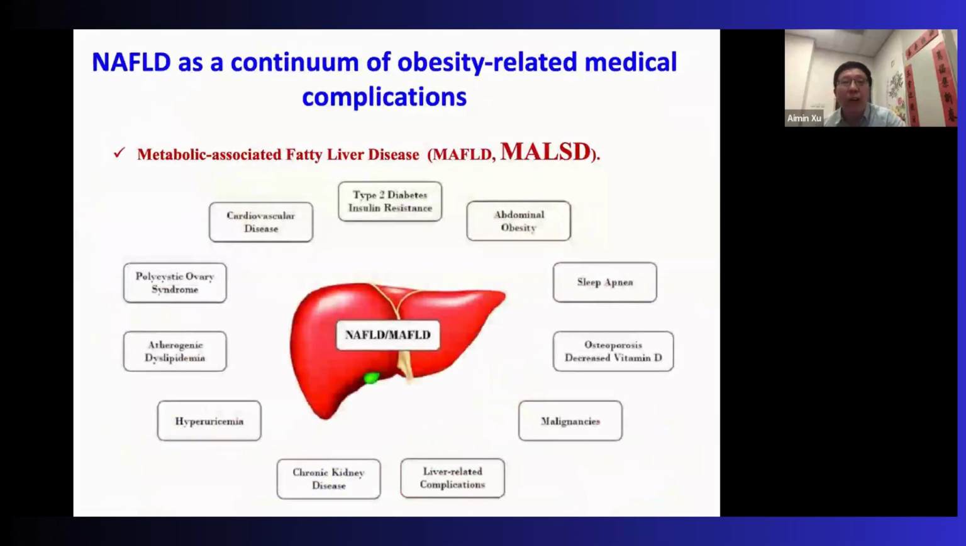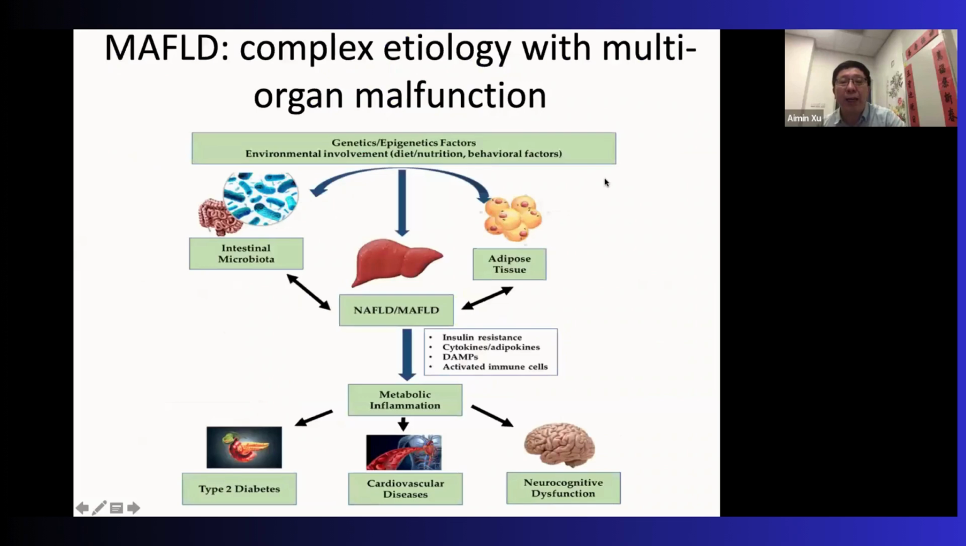As I said, because MAFLD is a continuum of obesity-related medical complications, several years ago it was renamed metabolic associated fatty liver disease, MAFLD, or more recently MASLD. It is closely associated with a large number of obesity-related complications. It is a multifactorial disease with different etiological origins, including genetic contributions, epigenetic modifications, environmental factors such as dietary and nutritional factors, and behavioral factors.